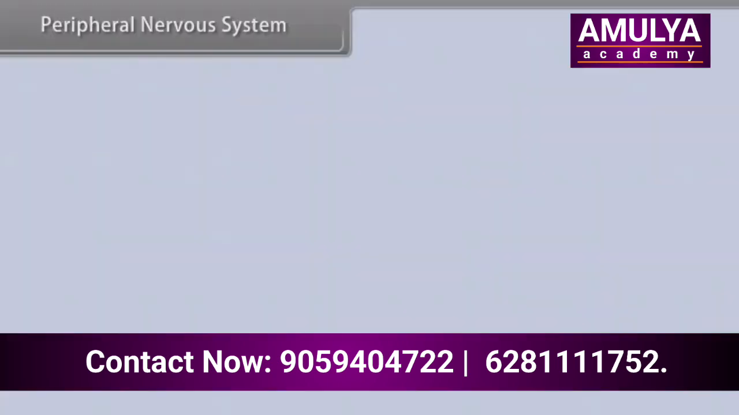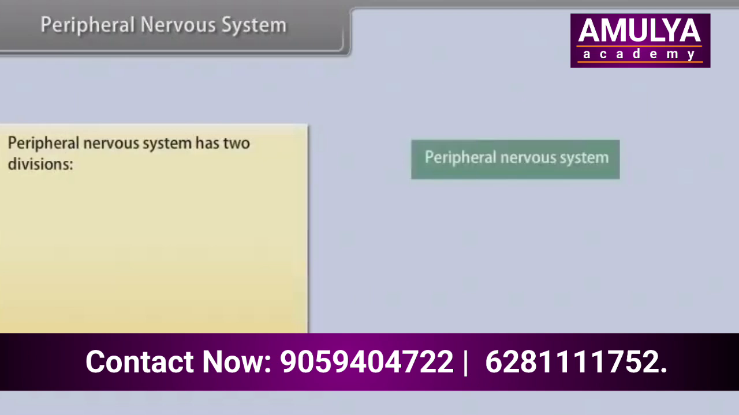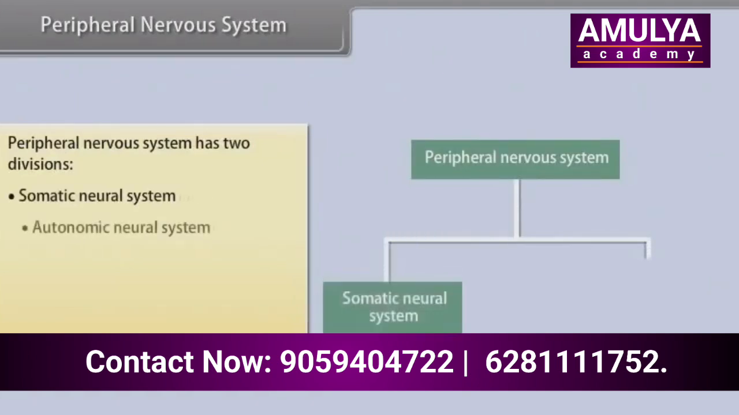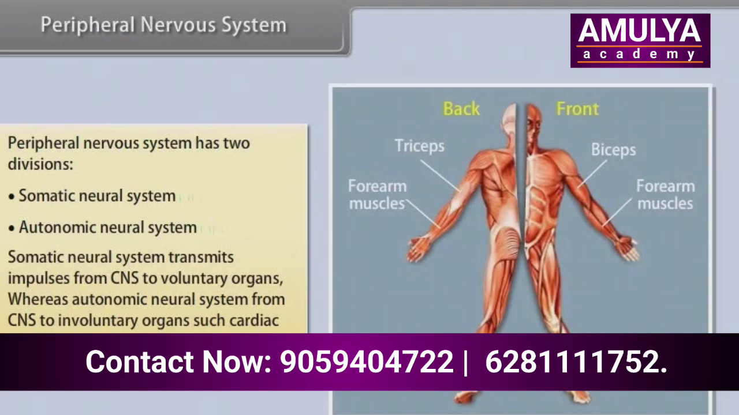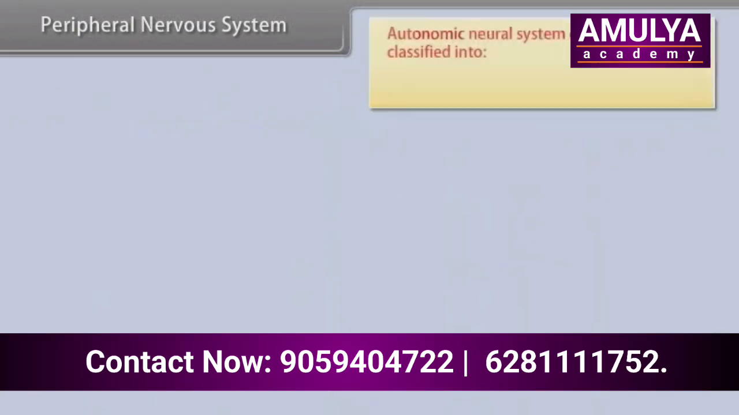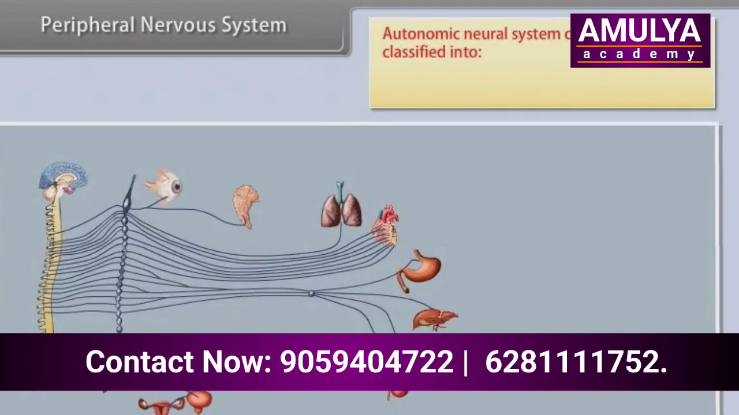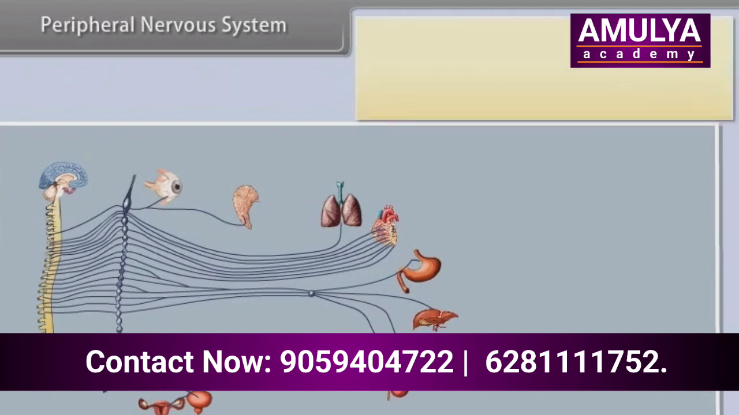Peripheral nervous system. The peripheral nervous system has two divisions, that are somatic neural system and autonomic neural system. Somatic neural system transmits impulses from CNS to voluntary organs, whereas autonomic neural system transmits from CNS to involuntary organs such as cardiac muscles. Autonomic neural system can be further classified into parasympathetic neural system and sympathetic neural system.